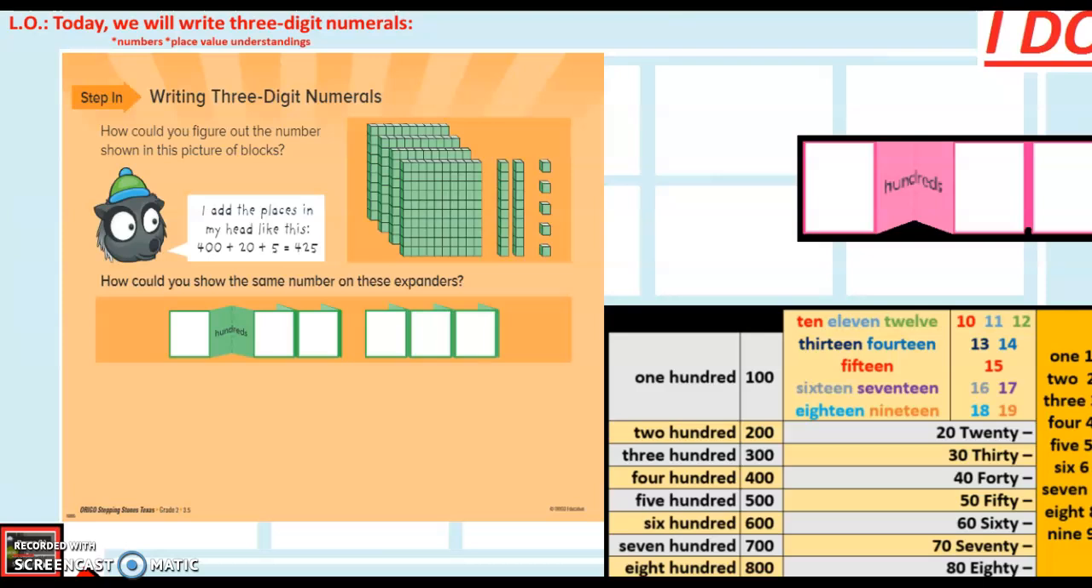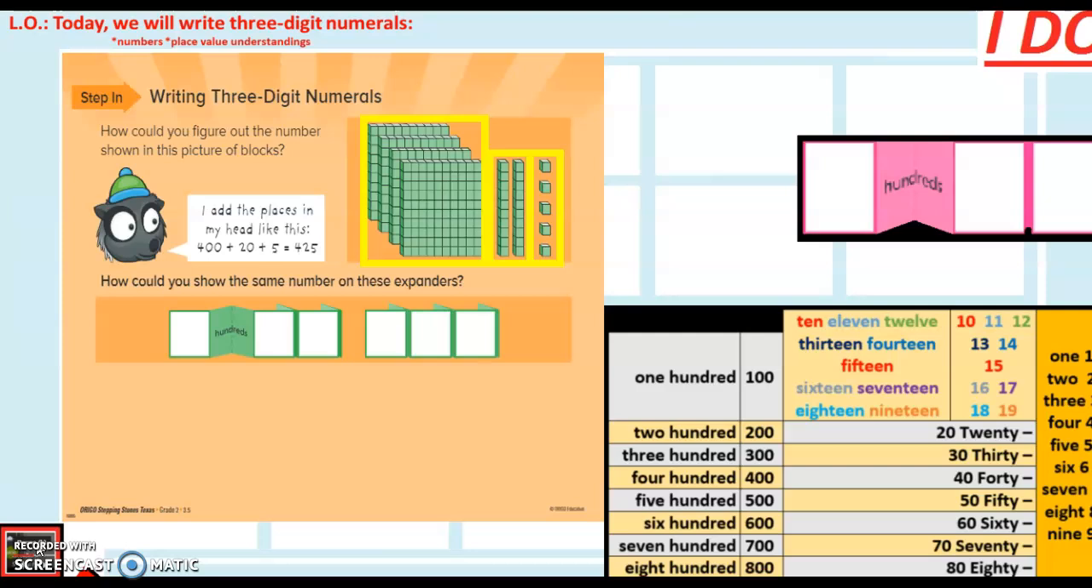So here I have my picture again. I've got my 4 flats, my 2 rods, and my 5 units. I'm going to go ahead and start looking at those different place values and thinking about how I can expand them. I'm going to begin with my flats. I've got 4 there, and so I'm going to sort them out into their place values. Well, next I have my rods, be thinking about those place values, and then my units. After that, let's sort them.